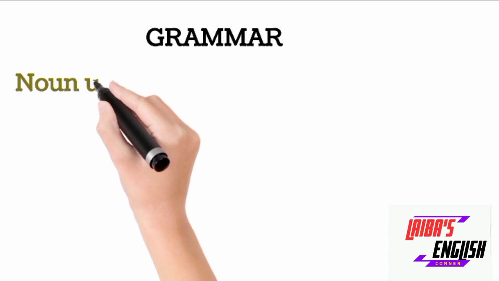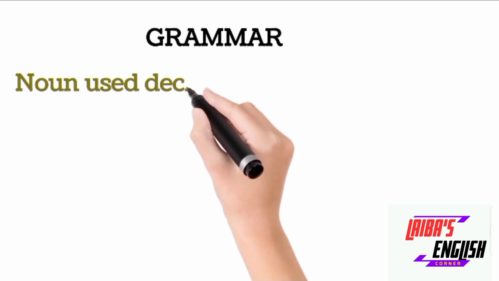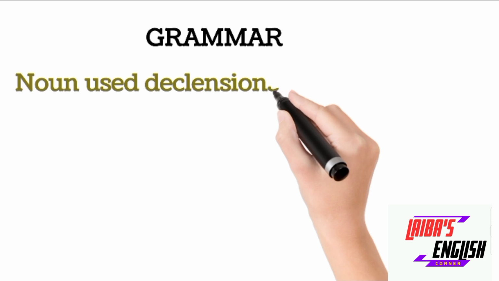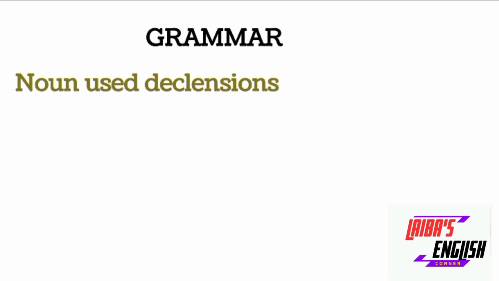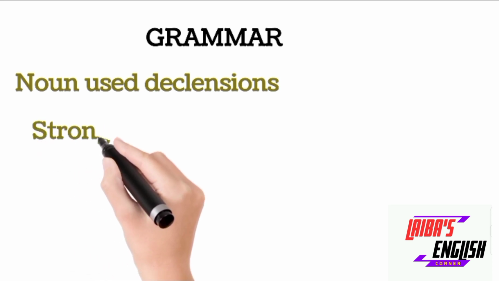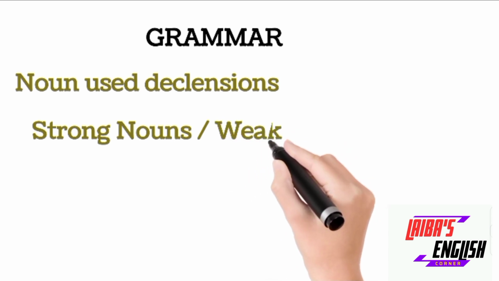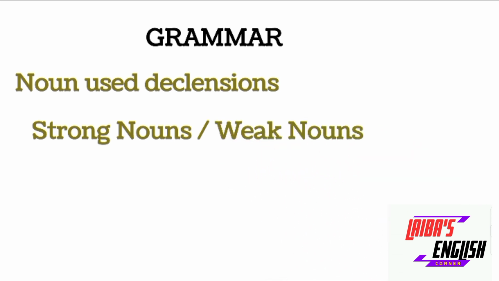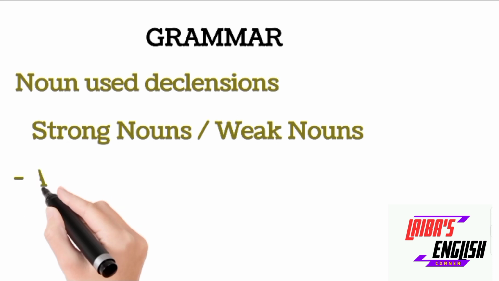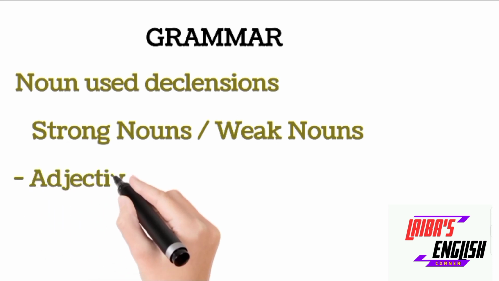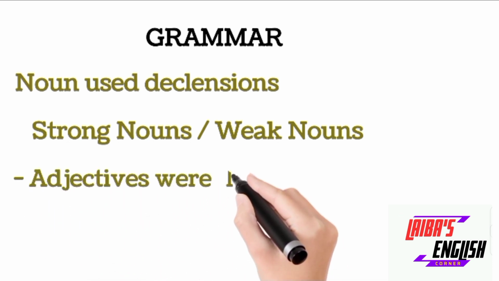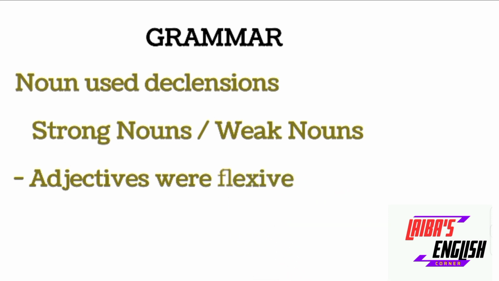Now we will see the grammar. Grammar is also a very important thing in any language. If we talk about nouns, yes, nouns were present. Nouns used declensions. There were two types of nouns, strong nouns and weak nouns. For example, in strong nouns, there was the word stone. They called that stan, like N stan, D stane, A stan. And weak nouns, the word name was pronounced as nama, D naman, A naman.